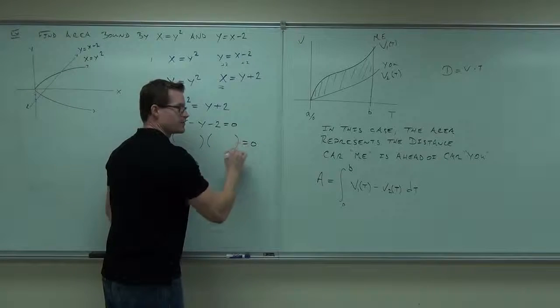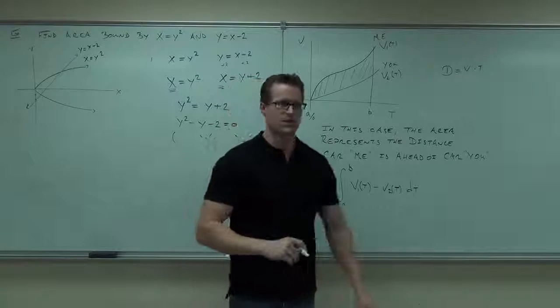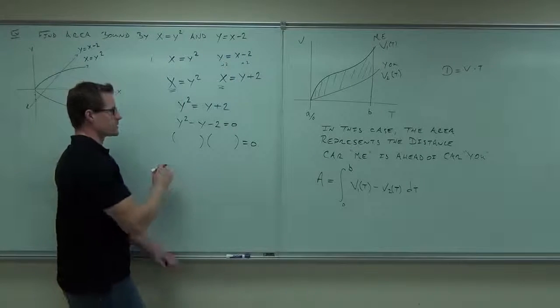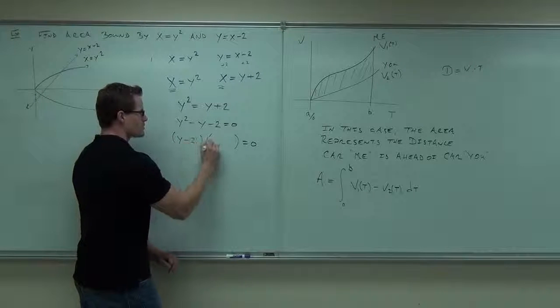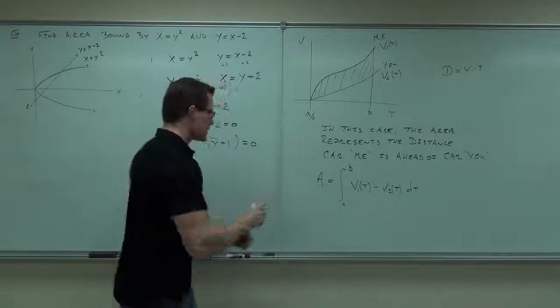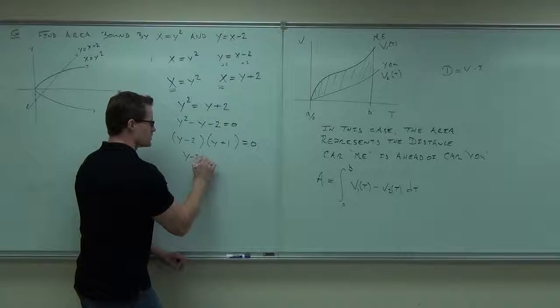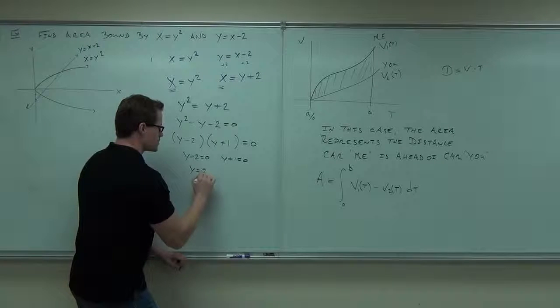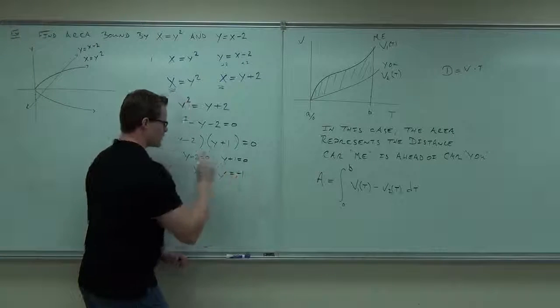And hope that it factors. Really, honestly, hope that it factors. If it doesn't, it's kind of a pain, it really is. y minus 2 and y plus 1 is what I got out of that. Did you get that as well? That means that y minus 2 equals 0 and y plus 1 equals 0. You're going to get y equals 2, y equals negative 1.